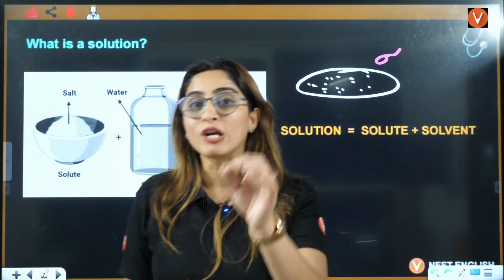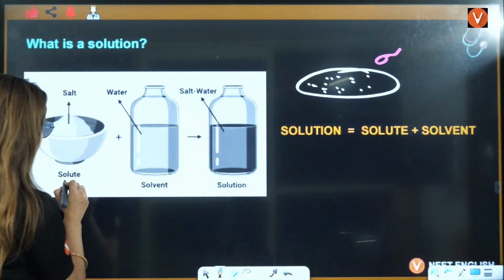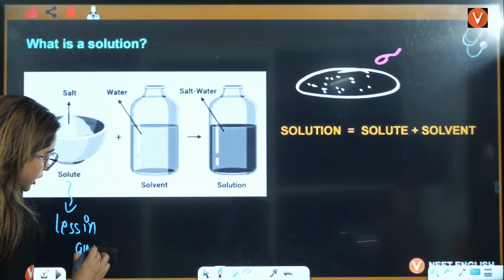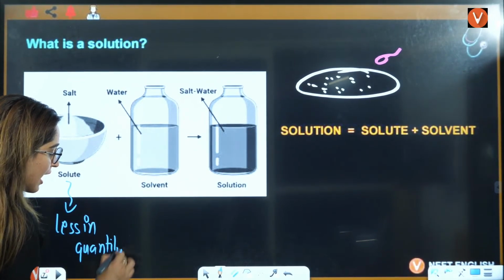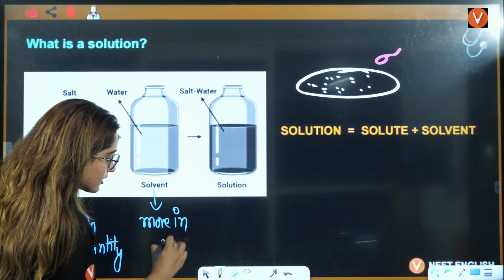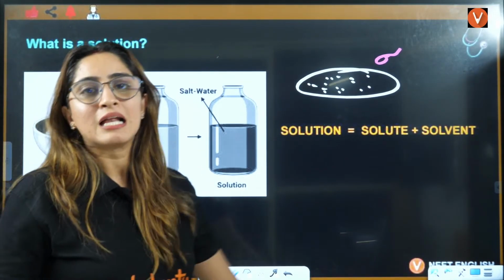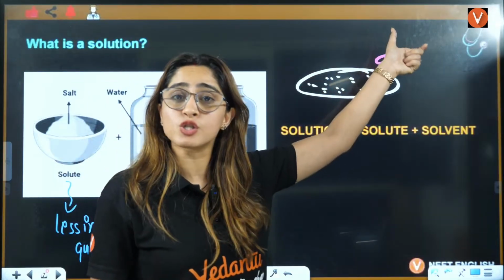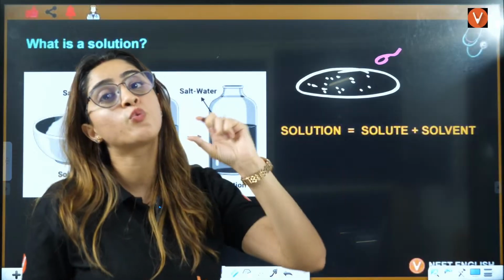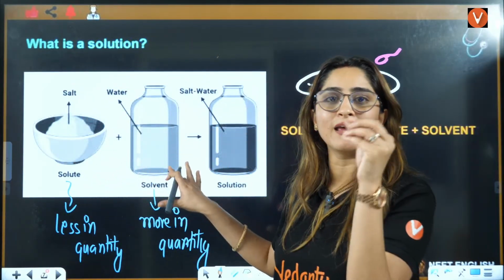Solute is something which is less in quantity, and solvent is something which is more in quantity. Like here, if you have more sugar and less water, then water is the solute and sugar is the solvent. The one which is less in quantity is the solute, the one which is more in quantity is the solvent.